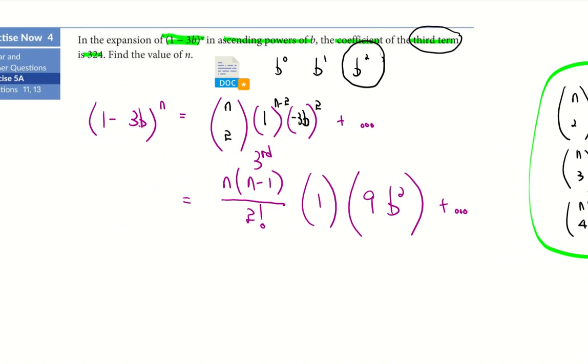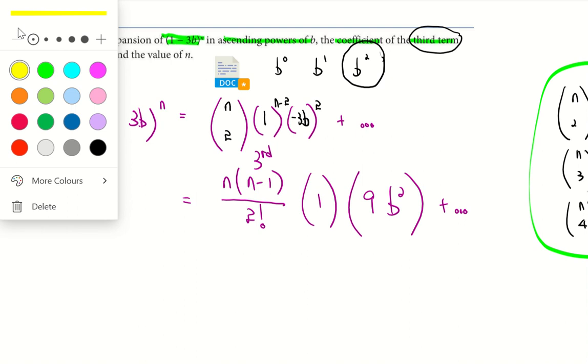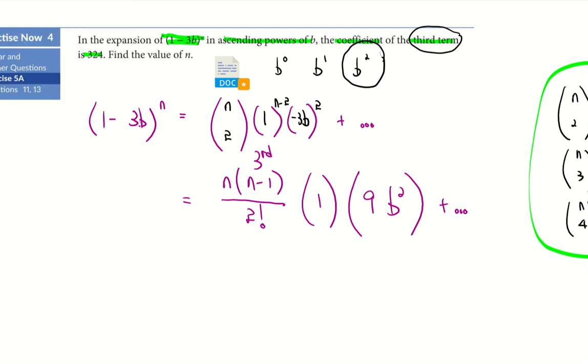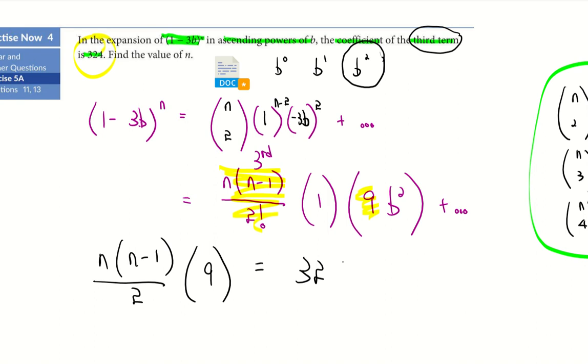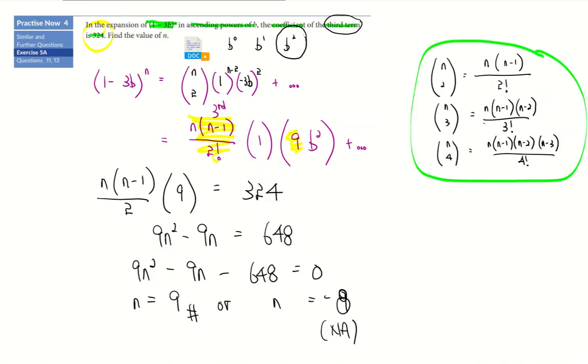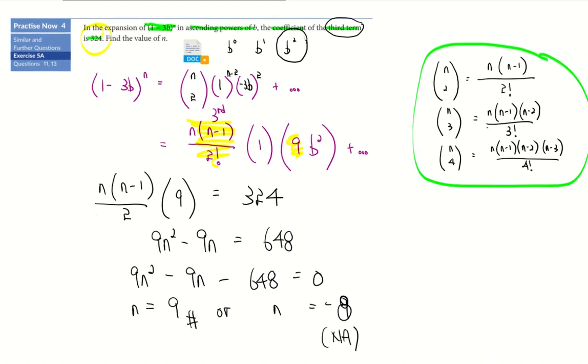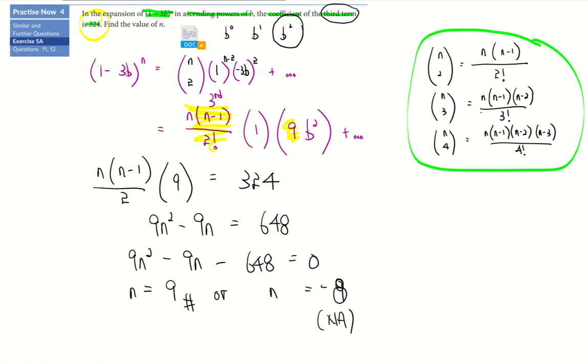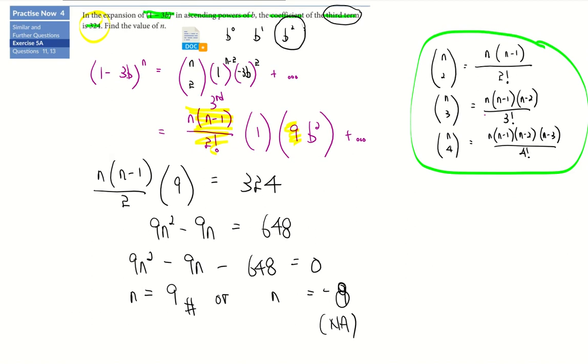Okay, we are ready to do some comparison. What is the comparison? I want the coefficient. So the coefficients are all the numbers here. I don't need the b square. The coefficient is given to be 324. Let me write that out. So the coefficient is n(n minus 1) over 2 factorial. If you press a calculator, 2 factorial is 2. And when you multiply by 9, this whole coefficient is 324. Now solve for n. If you have 2 answers, please check because in binomial expansion, we are dealing with positive integers. Alright, so we only accept n equals 9. Reject the other one.